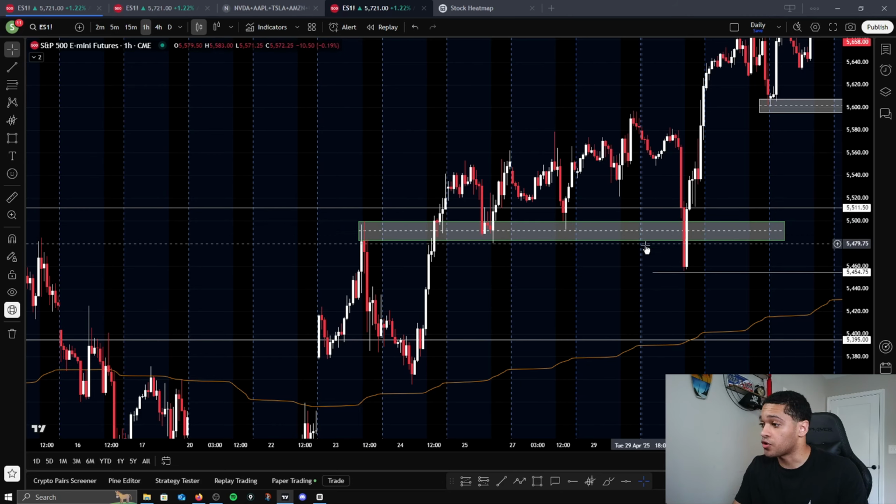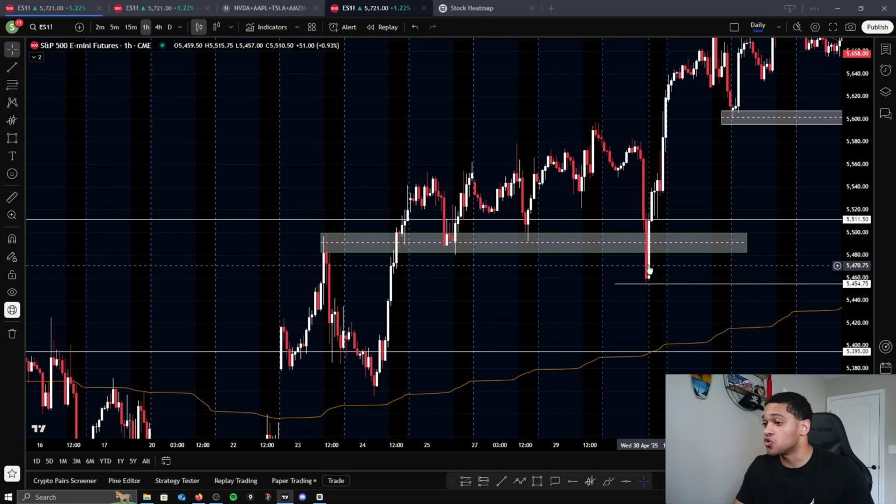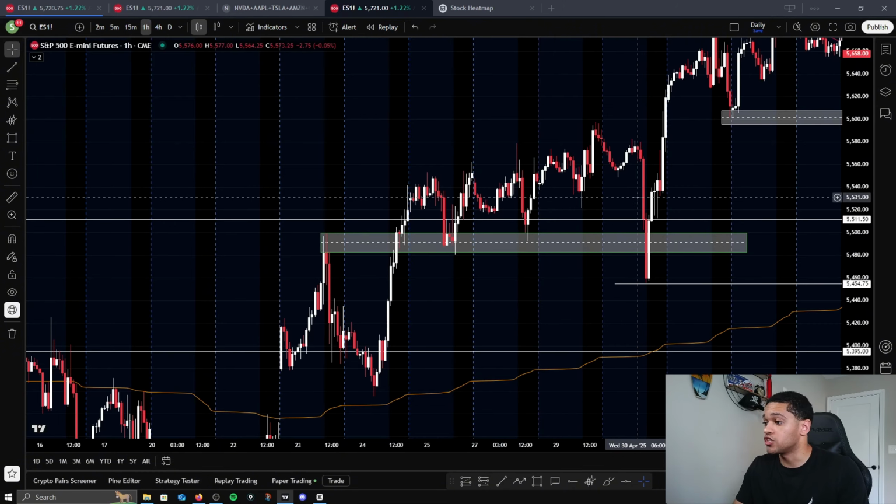And then we get it for a third time right here after just ripping. So we tested one more time, for a third time, and we bounced from it. As you can see, we did close below it, but at the same time, buyers still were able to sweep these lows right here and then rip from this support zone.